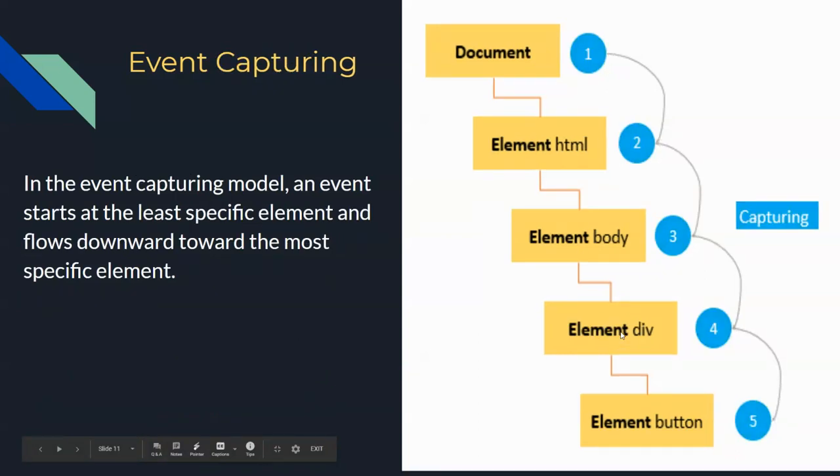Let's go to the other one, that is the capturing phase. By default this phase is off, bubbling happens by default. In this phase an event starts at the least specific element and flows downward towards the most specific element. So suppose I click on a button, it will start listening to an event from top to bottom. If there is an event on the body, it triggers first, then the div second, and the button third. So it comes from the least specific to the most specific. Let's go and see this example as well.